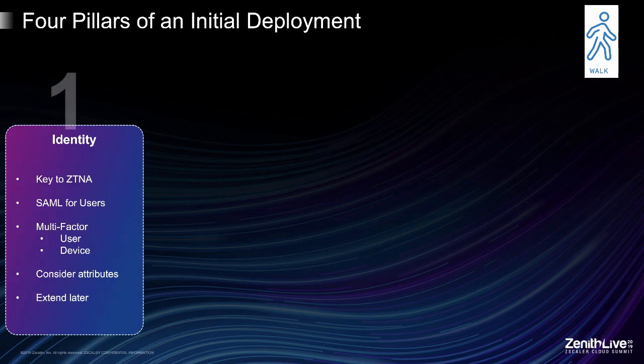Now we're starting to look in. How do we scale this up and start walking? Number one, identity is key to a zero trust network access architecture. We need to understand who the user is. We need to understand how they authenticated, and we do this through SAML. So SAML authentication is for the users. That can be against Azure AD, it can be against Okta, OneLogin, Ping Federate. We can do multi-factor, user, device-based authentication. All of those are features of the identity provider.